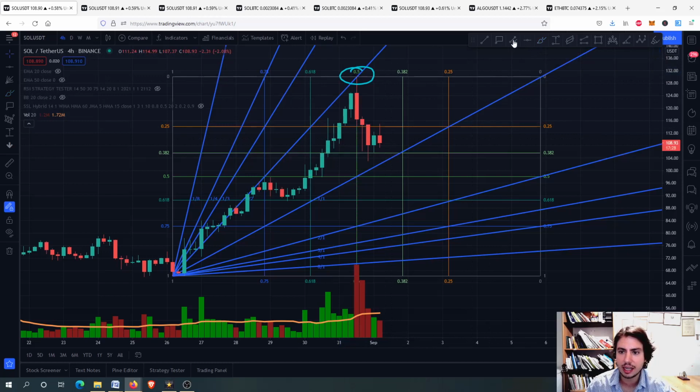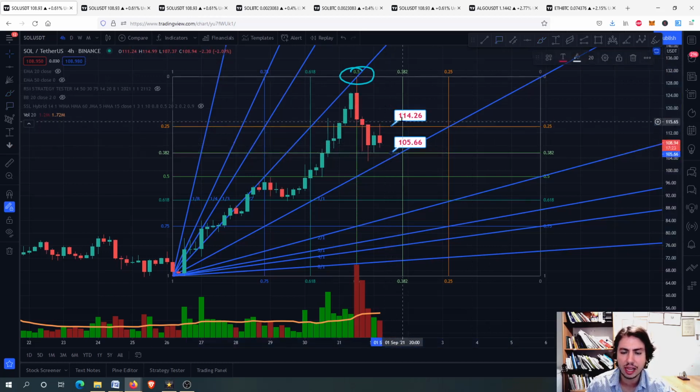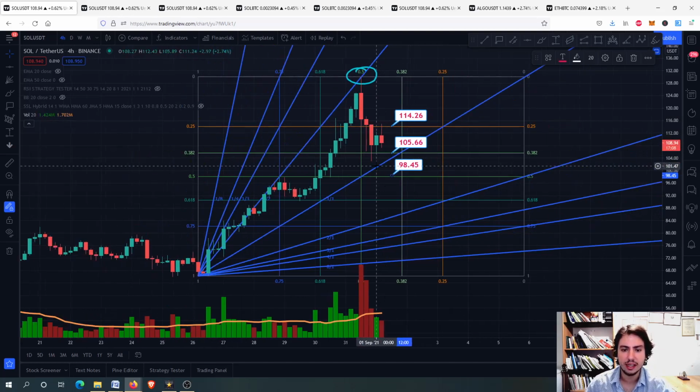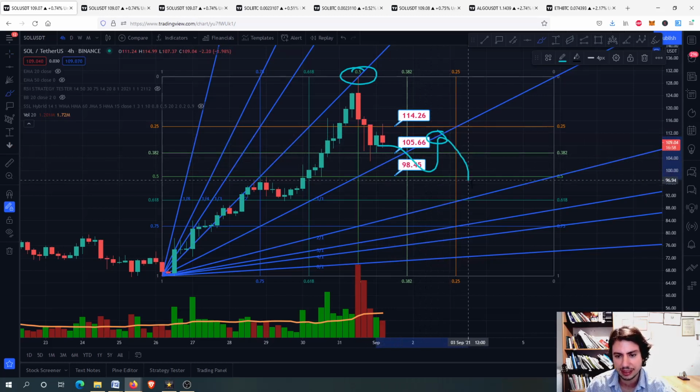And we have some important support levels. This one right here is almost the same as we had yesterday. The only thing that changes in the GANN box is that instead of the 0.236, we have the 0.25. All right. So what happens if we lose the 1-1 support line? We might be losing the 1-1, then finding resistance. This will be a very bearish scenario. This means that we go down further, and we will see a further correction for Solana.